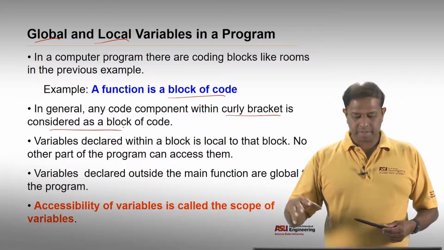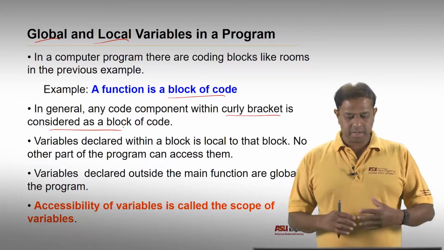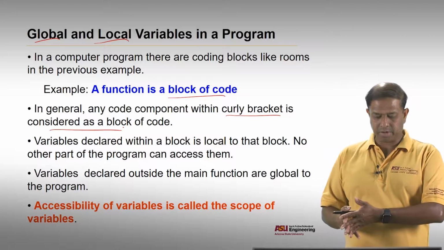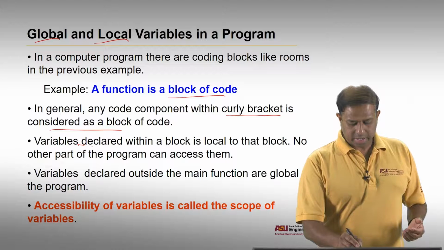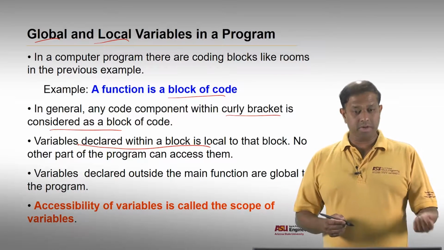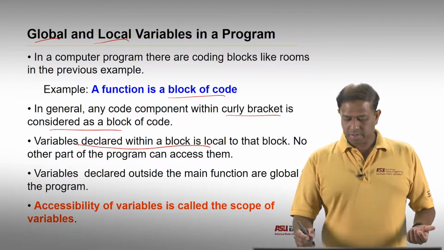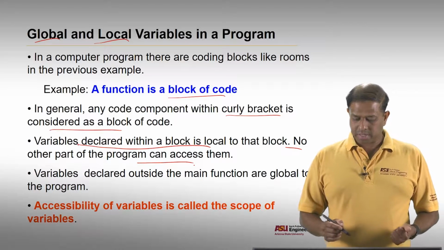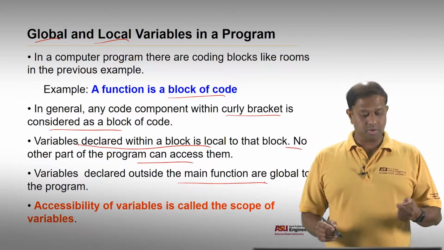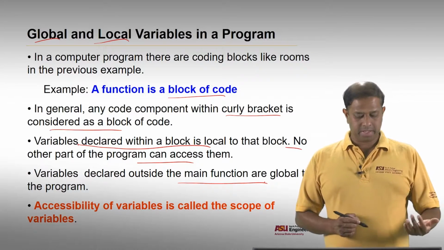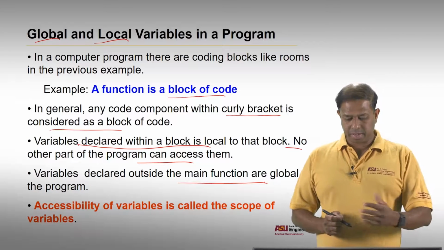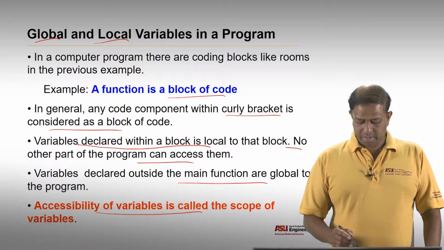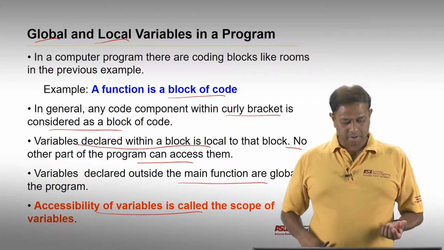We just give a name for that particular coding segment. That's pretty much how we refer to that coding segment, by having a name associated with it, right? So variables declared within the block are local to that particular block, right? So no other part of the program can access them, right? But variables declared outside the main function are considered global variables of the program, and these global variables can be accessed by any method inside the program, right? So in general, the accessibility of variables is called the scope of variables.